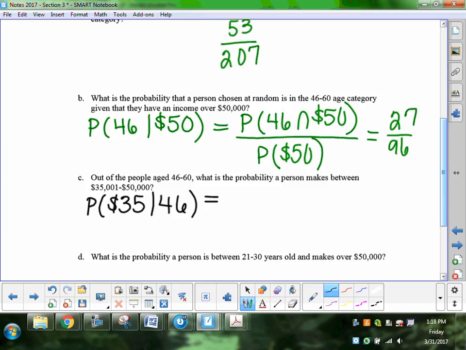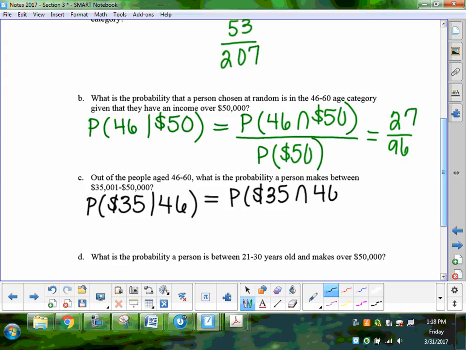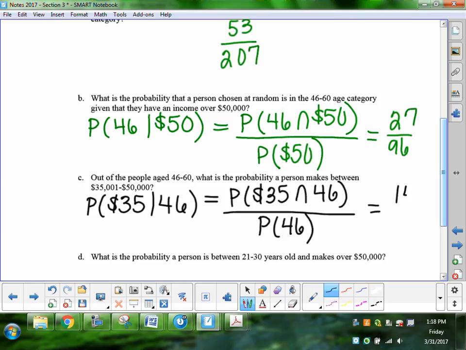So we need to find the probability or the number of people that meet both criteria, which would be the 35 and the 46 band, all over the number in the 46 band. What is that going to look like then? Hands up, please, when you can tell me. What's the answer to this going to be? Oh, my goodness. Yeah. 14 over 53, is that what we got? Yes or no? Okay.